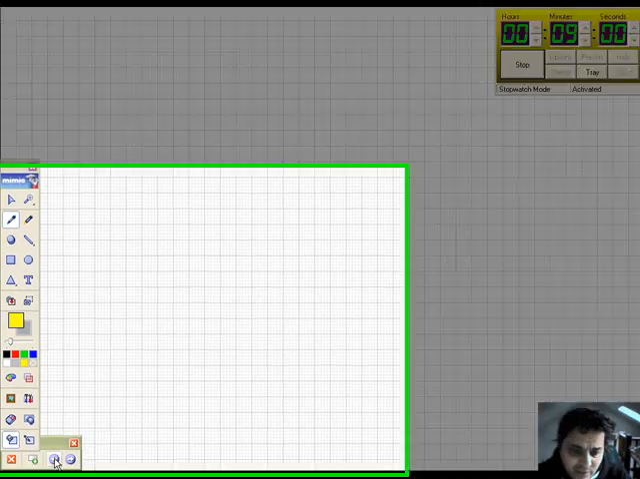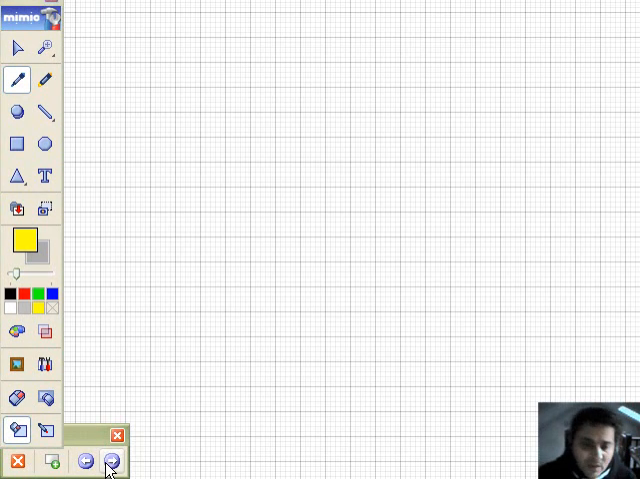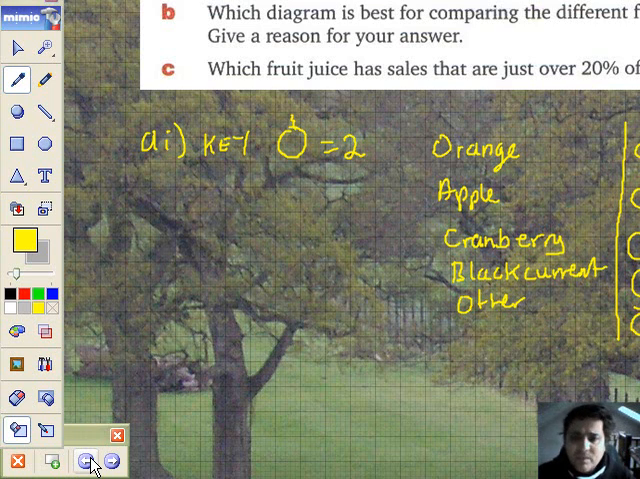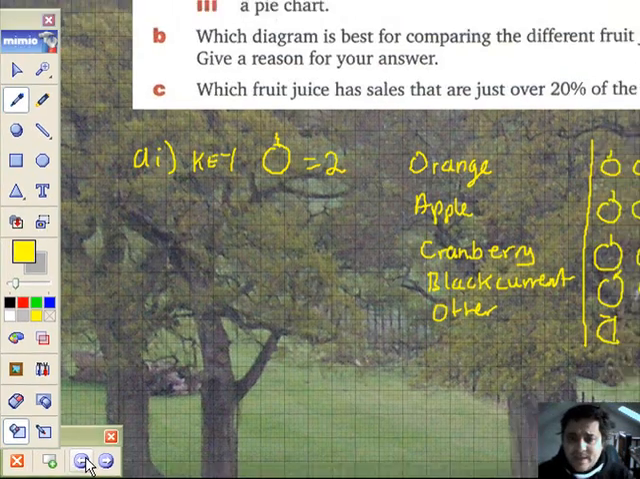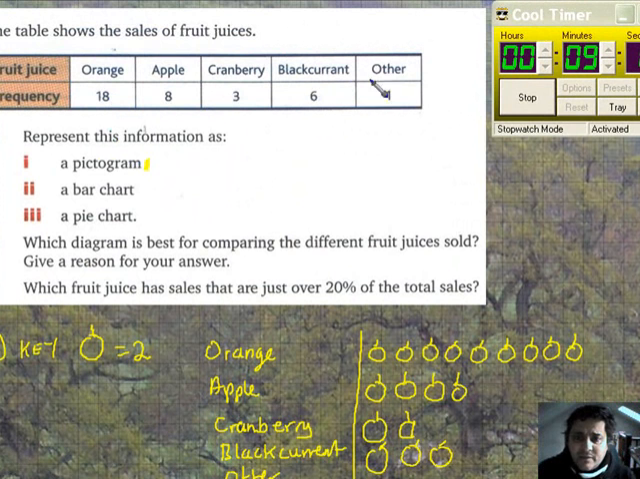Alright, now let me just try this next dodgy little part here, which is going to be the blank grid. Now the blank grid requires me to do a bar chart. Lovely. Well, the maximum frequency I've got is an 18 right there. Where's it on my pen? 18 there. So I can go from 0 to 18.